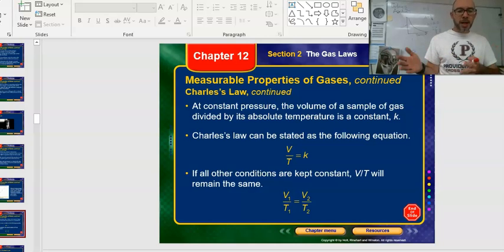If we're doing befores and afters, we're like V1 over T1 equals V2 over T2. It has to be the ratio of the initial conditions equals the ratio of the final conditions. And in this one, we are keeping the pressure the same. We're allowing the thing to expand. We're not doing it in a fixed sized container. So you see there's the condition at constant pressure. We're allowing it to expand and contract without the pressure changing.